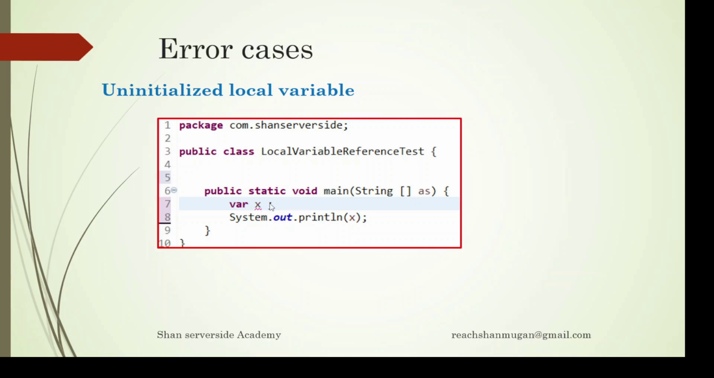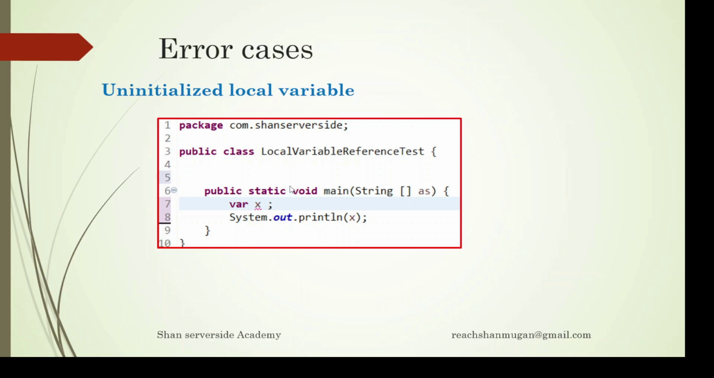So if you are not initializing it, think about how the compiler will be able to know, because this feature happens at compile time, not at runtime. If you are not initializing that variable, the compiler will not know, without the value, what type it has to infer. So if you want to use this feature, you need to initialize the local variable. Okay, this is a very important point.